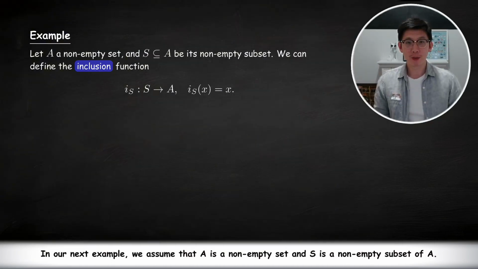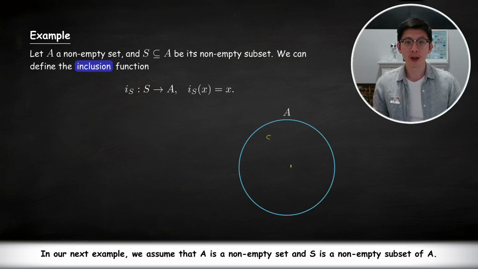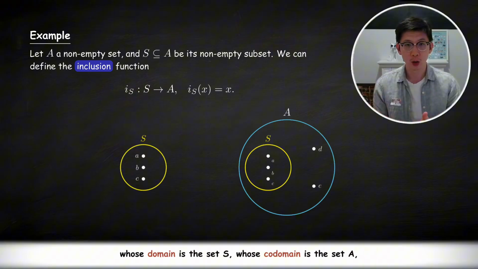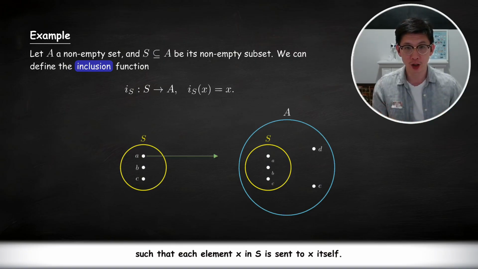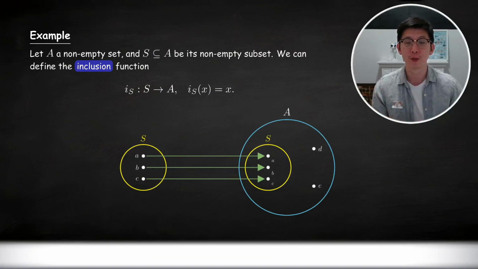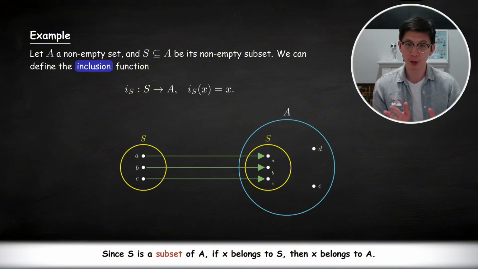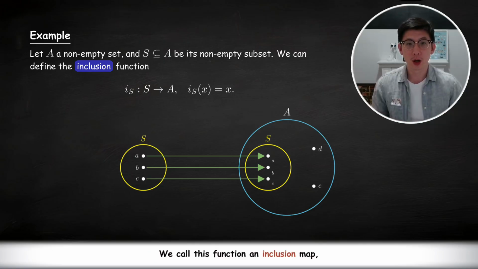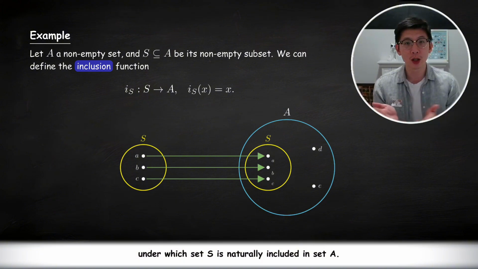In our next example, we assume that A is a non-empty set and S is a non-empty subset of A. Now we can define a function called I_S, whose domain is the set S, whose codomain is the set A, such that each element x in S is sent to x itself. Since S is a subset of A, if x belongs to S, then x belongs to A. Thus, this function is actually well defined. We call this function an inclusion map, under which set S is naturally included in set A.